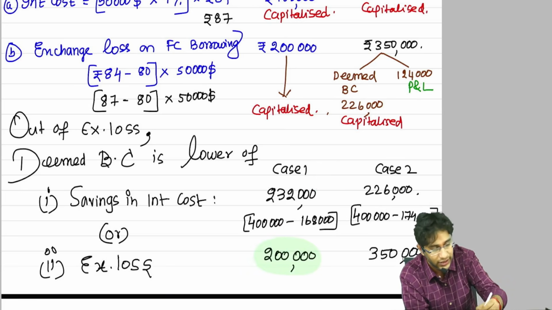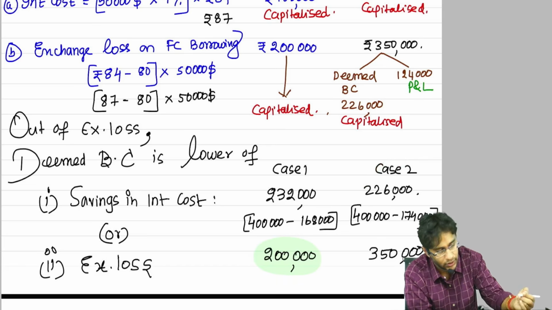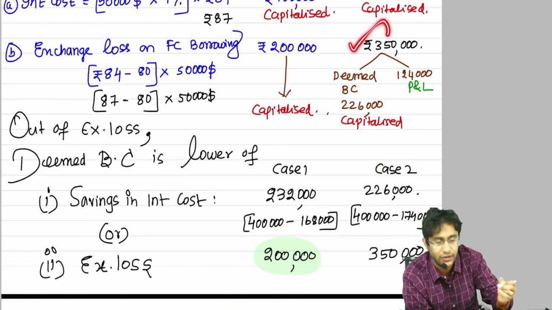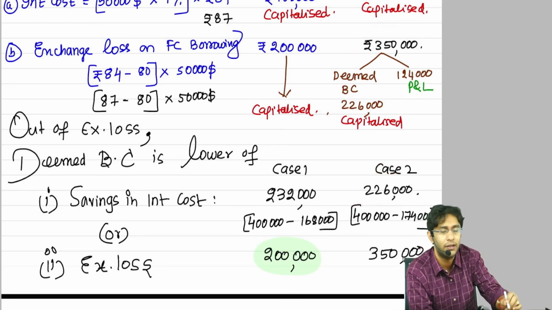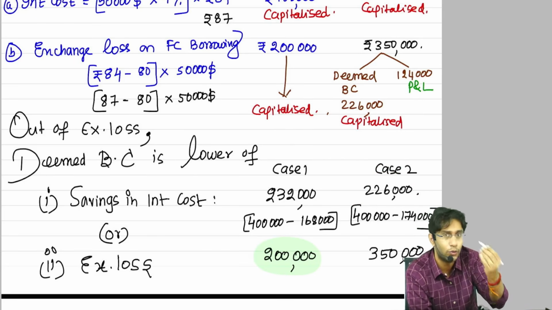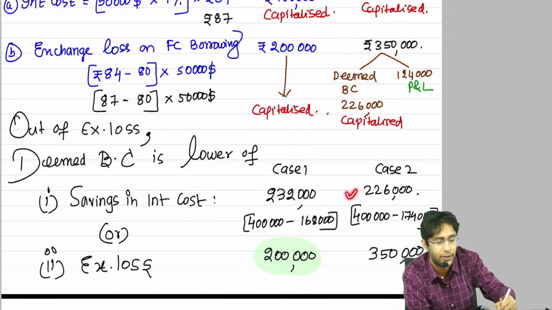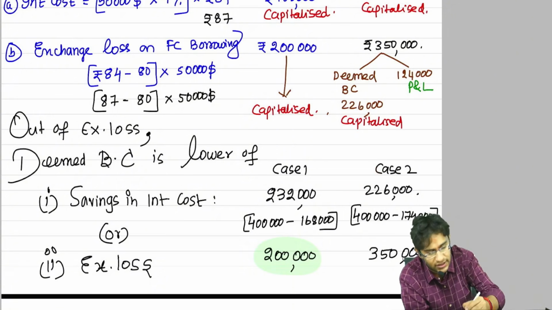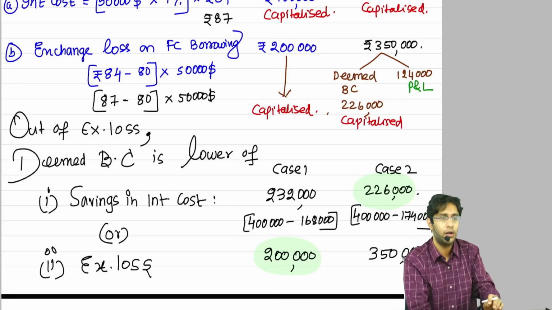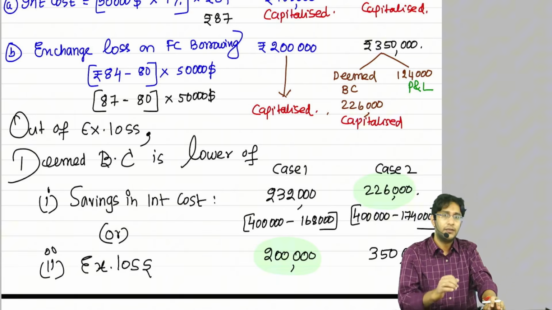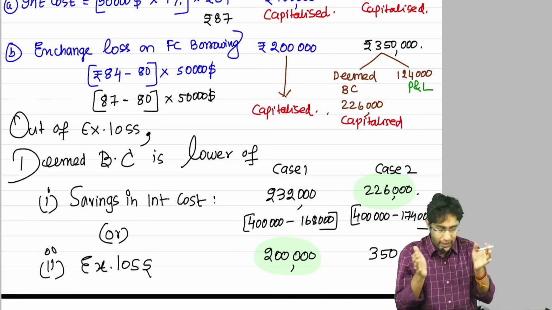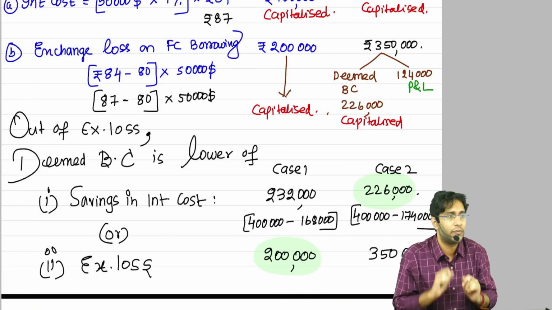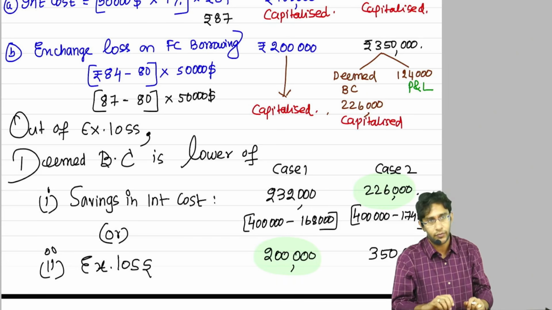But here, your exchange loss is, sorry, 3,50,000. But you saved an amount of 2,26,000 by borrowing abroad. So up to 2,26,000 of the loss, I can capitalize it. So this time you will settle for this one. You can never capitalize more than your exchange loss. Remember that. At the same time, your capitalization should not exceed the savings. So there are 2 checkpoints for you.